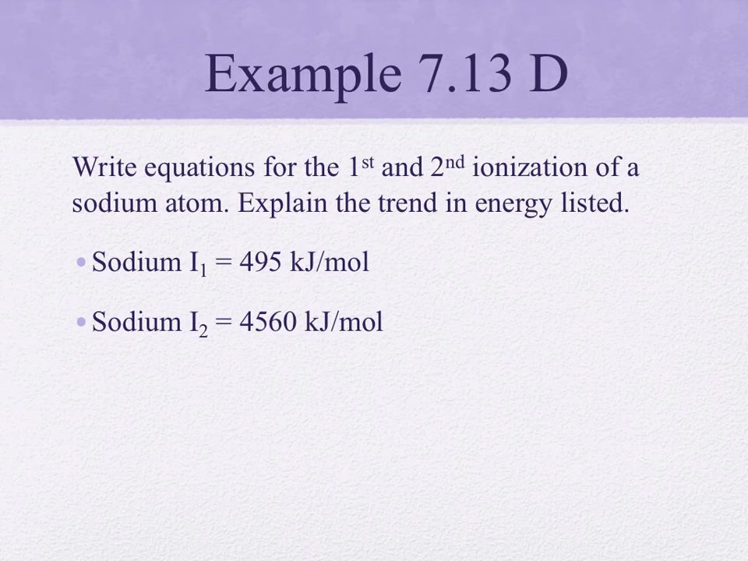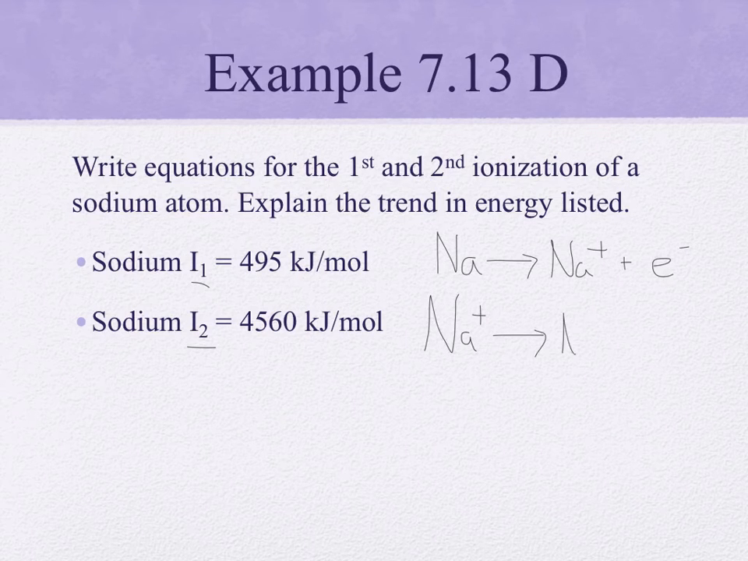Write equations for the first and second ionization of sodium. Explain the trend. Well, ionization is removing electrons. So we can write these as the first one, I1, the second one, I2. Sodium turns into sodium plus an electron. And the second one means I'm starting with a positive 1 ion, and I'm turning into a positive 2 ion. So I'm taking off another 1 electron. Notice that though, this is a 10-time energy jump.